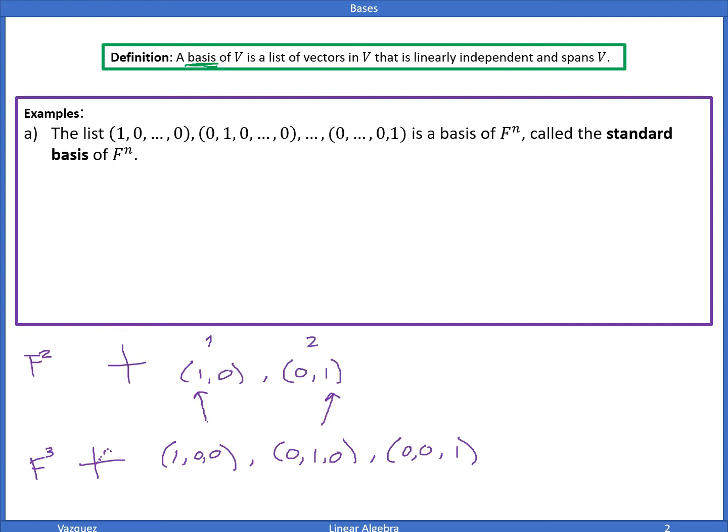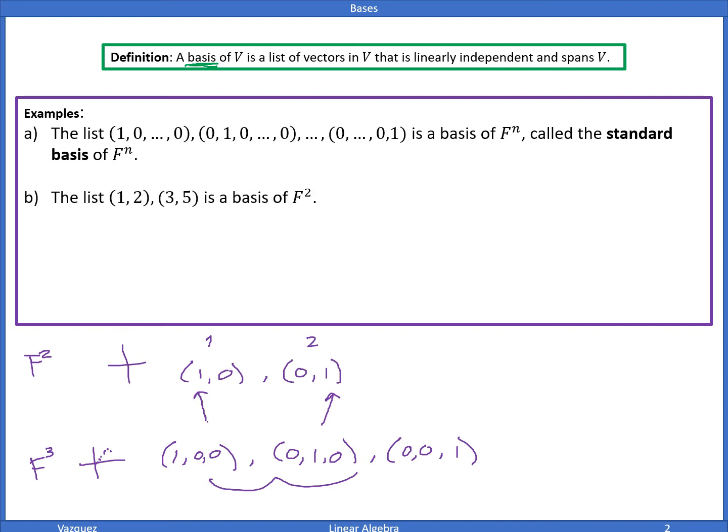It's a list of vectors in V, they're all linearly independent, and they span the space, right? So for F^3, those 3 vectors would span that space. In F^2, those 2 vectors. In F^n, n many vectors.